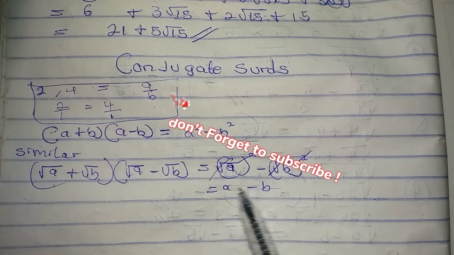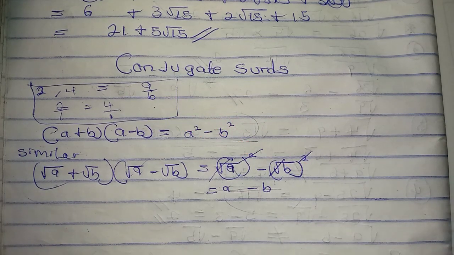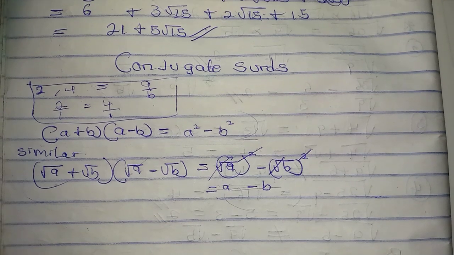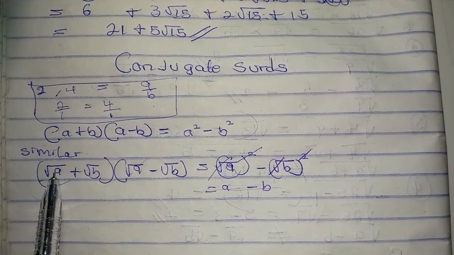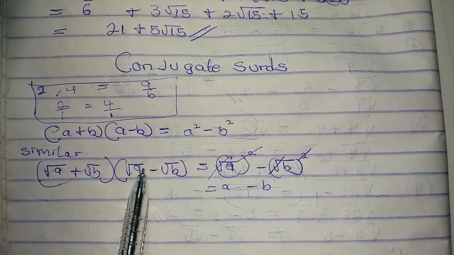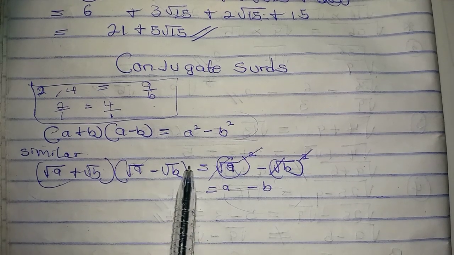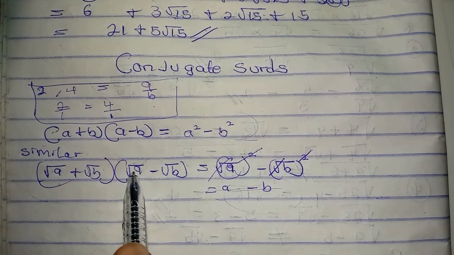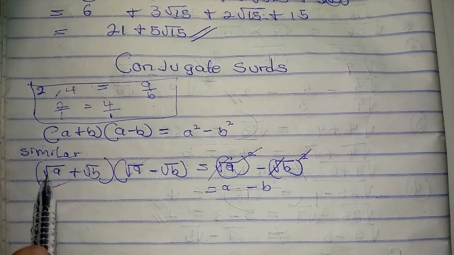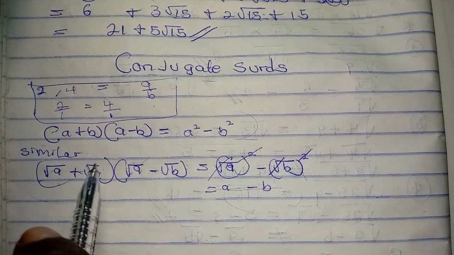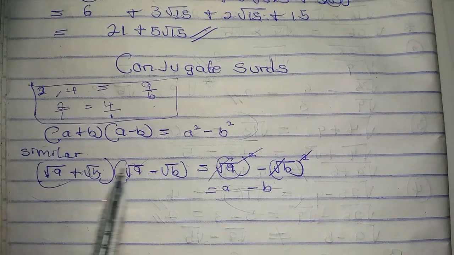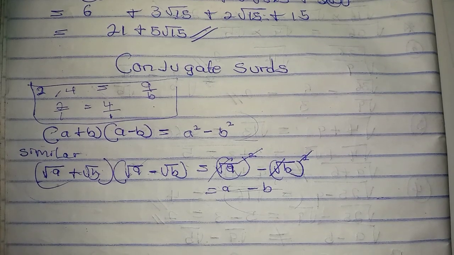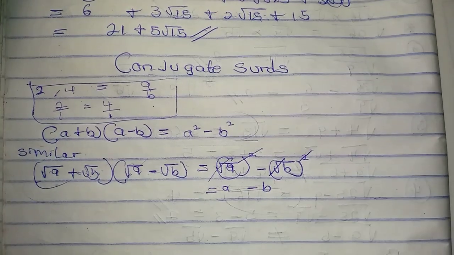See what it gives us. That eliminates the surd. That eliminates the irrational numbers. So we can say that the conjugate of root A plus root B is root A minus root B, and also in similar terms, we can say that the conjugate of root A minus root B is root A plus root B. Therefore, what only changes is the sign. Note that. So let's solve the question.